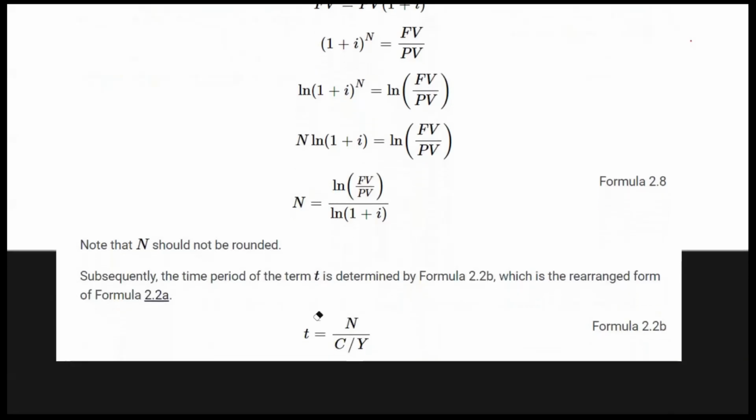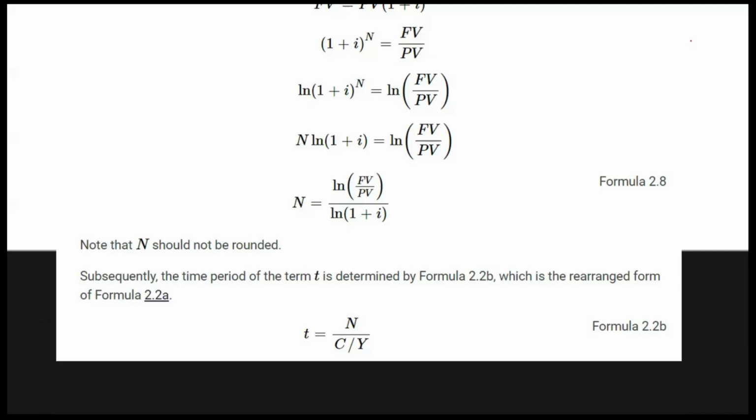From that, you can get your t. t will be equal to n over C. This formula was used already: you were using n equals compounding frequency times time. Once you get n, you can get t.